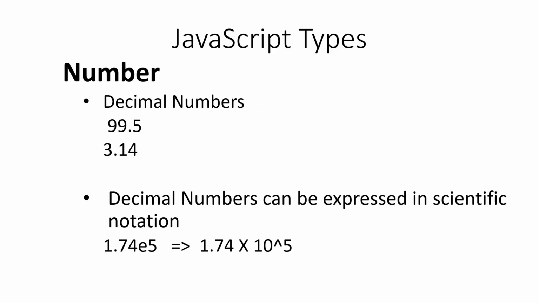In addition to whole numbers, JavaScript number also includes decimal numbers. So anything that has a decimal point in it, like 99.5 or 3.14. Decimal numbers can also be expressed in scientific notation, and that's when we put the E in the number.